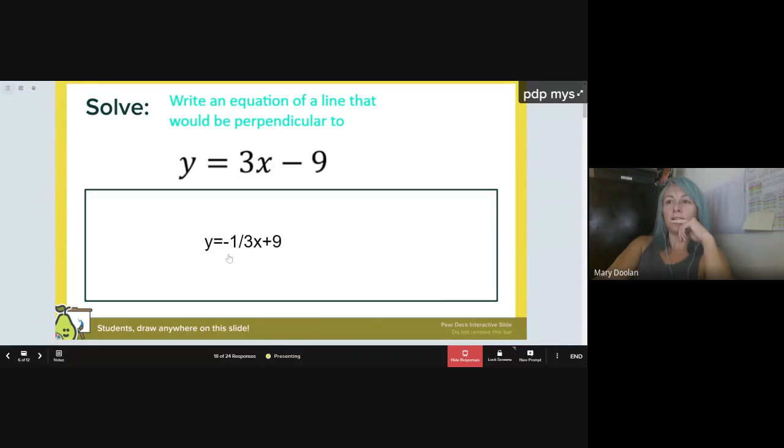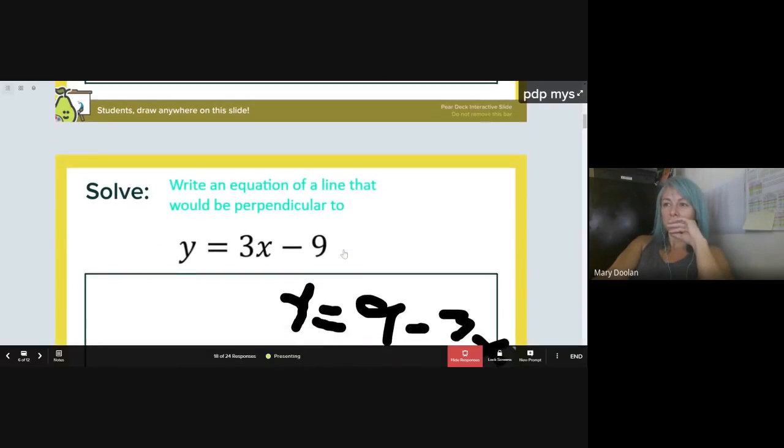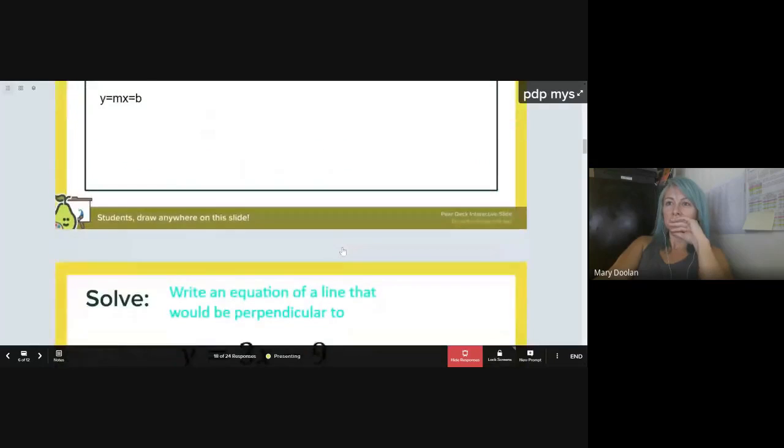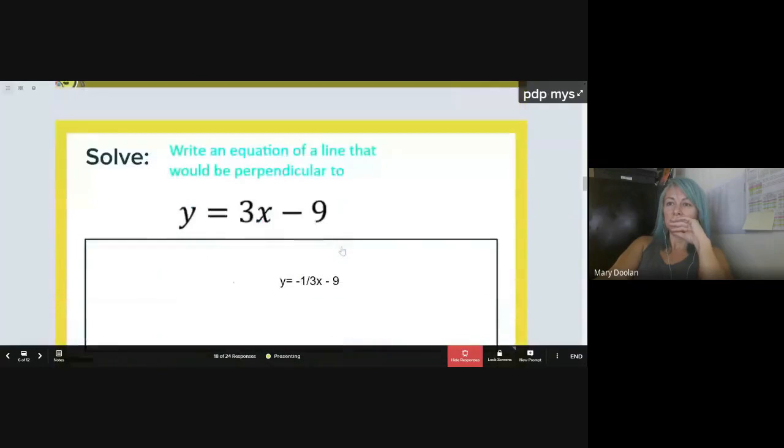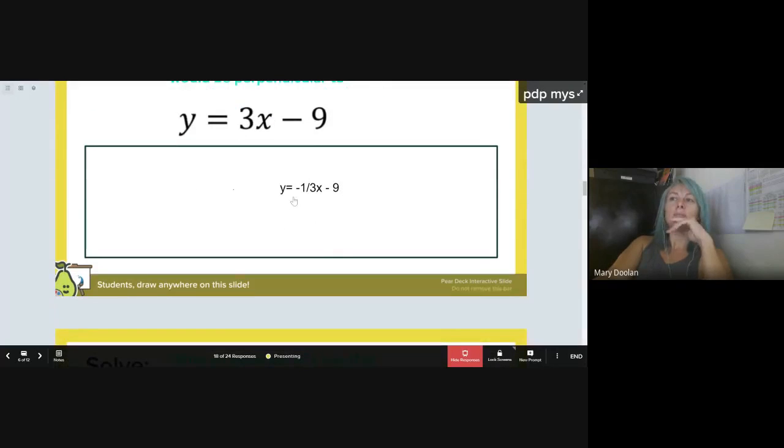Aha, right here, look at that. Y equals negative 1/3 x. Nice. Plus 9, that works. There we go. Y equals negative 1/3 x minus 9. Also works. Okay. The y-intercept could be anything you want, as long as the slopes are opposite reciprocals.